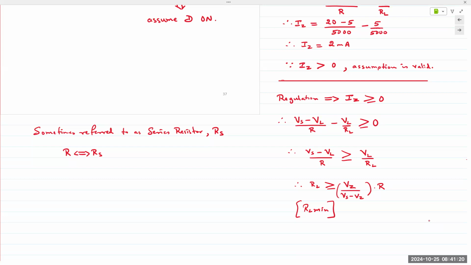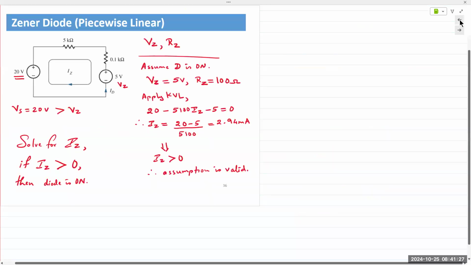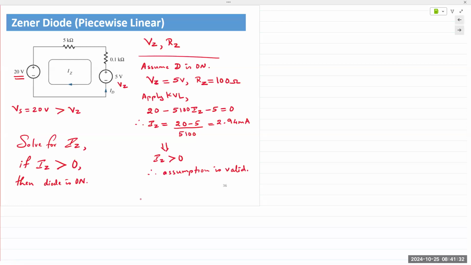In the previous configuration with piecewise linear, I just wanted to ask if IZ would be taken as negative ID and vice versa. That is correct. Yes, IZ would be minus ID. ID is always taken as going from anode to cathode. But as I said, we just introduced it in the first example. For Zener analysis, we typically never refer to the diode current or diode voltage. We simply refer to the Zener voltage and Zener current, and we refer to them as positive.